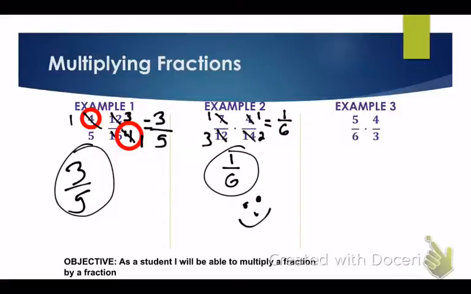Moving on to the next one. We have 5/6 times 4/3. We're looking to pre-simplify.